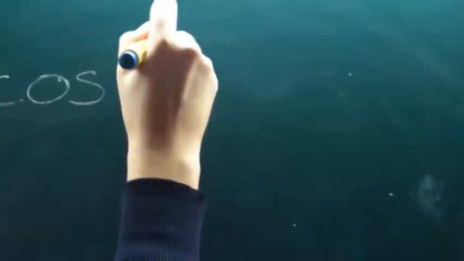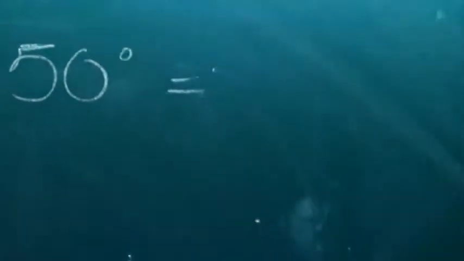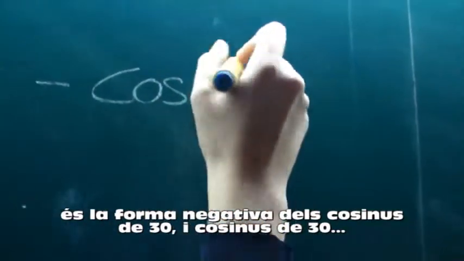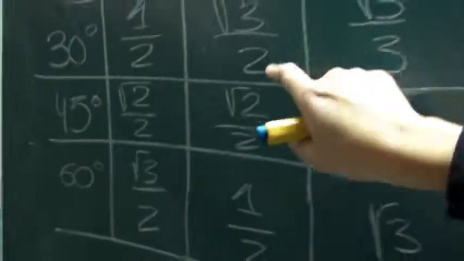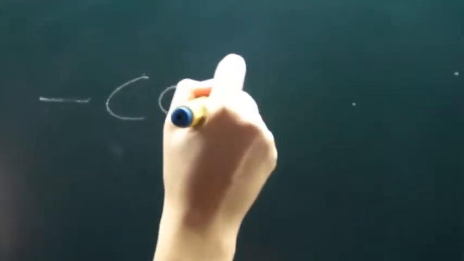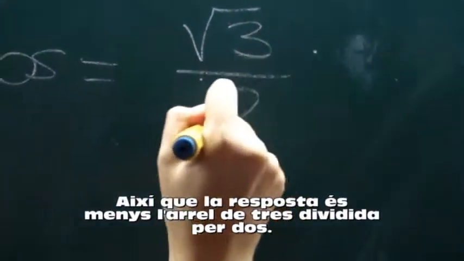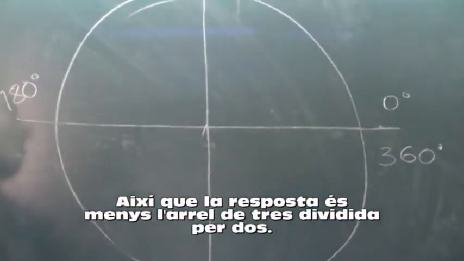So we can say that the 150's cosine is the negative of 30's cosine, and 30's cosine is root of 3 divided by 2. So the answer is minus root of 3 divided by 2.